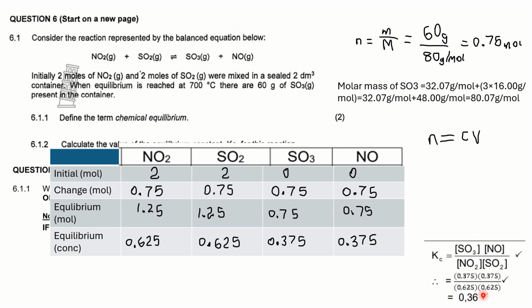So this is how we are going to substitute and find the correct answer. If you check it out, SO3 and NO should be the product. Products are written on the right hand side, and the reactants are written on the left hand side. So these two are on top. Then the NO2 and SO2 should be the reactants. They should be underneath. So it's just a matter of substituting this. These two, 0.625 and 0.625, are written underneath because they are the reactants. From there, 0.375 and 0.375 are the products. They are written on top. Then you press a calculator and you find the answer being 0.36, with no units because Kc doesn't have a unit.